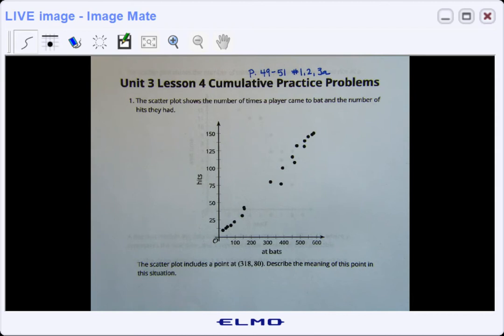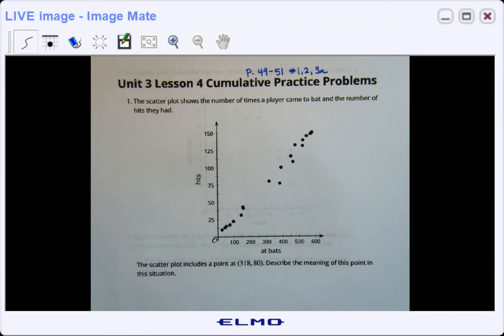So here we go. The scatter plot shows the number of times a player came to bat and the number of hits they had. So here's the scatter plot, here's the at-bats, and here's the hits. The scatter plot includes a point at 318, 80. Describe the meaning of this point in this situation.